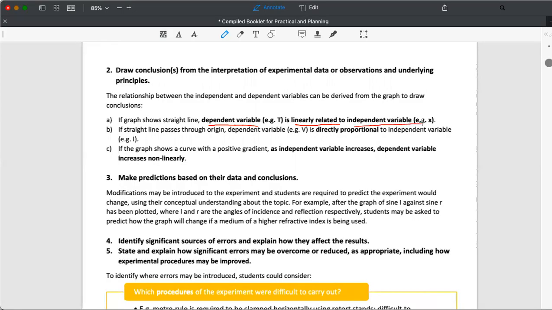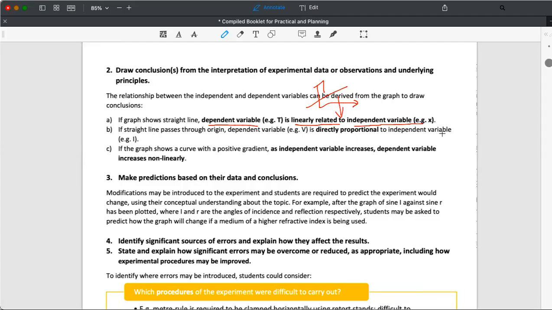Okay, the dependent variable, for example, it could be temperature, represented by capital T, is linearly related to the independent variable. So the graph may not cut through the origin, so it looks like this. So this is what I meant, linearly related. Okay, so choose the right phrasing.